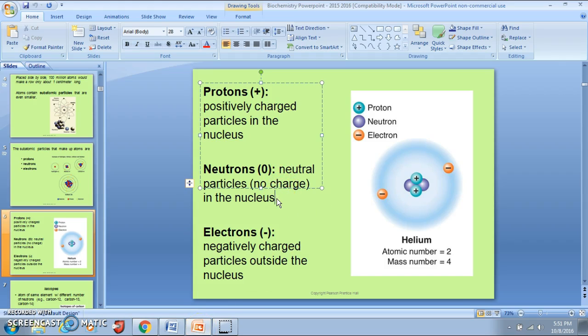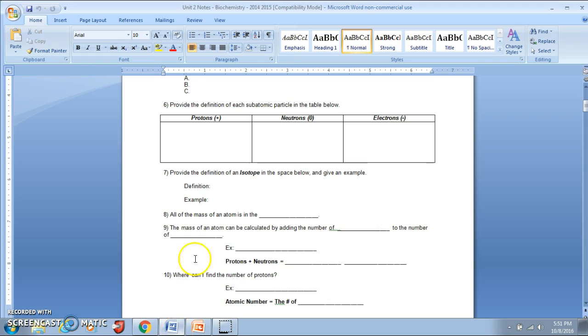Neutrons have a neutral charge, which means they have no charge at all. So sometimes we'll use a 0 to represent their charge. And they are also found in the nucleus. So your neutrons are shown in purple here at the center of the atom. Electrons have a negative charge, and they're found floating in a cloud that surrounds the nucleus. So at this point, we should have filled in the definitions for protons, neutrons, and electrons for number 6.